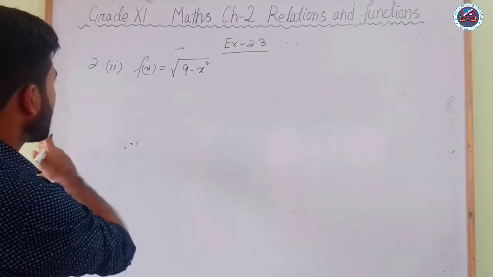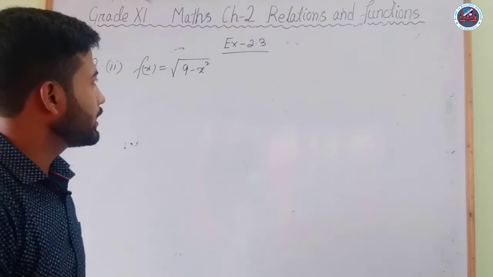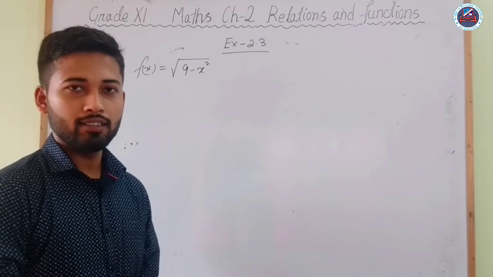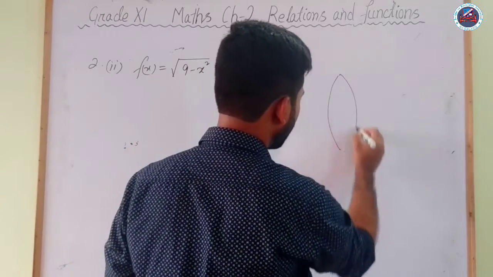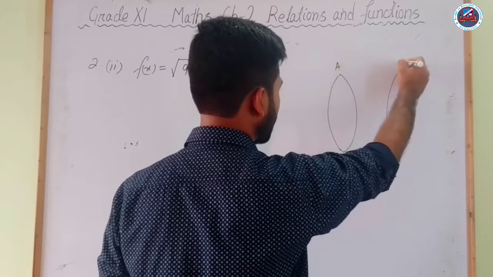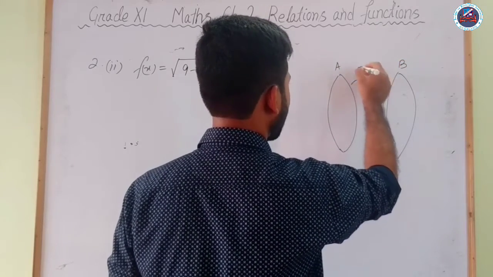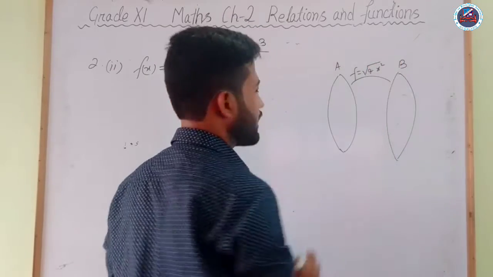So here the function given is f of x is equal to root over 9 minus x squared, and we need to find the domain and the range of this function. So how to do it? At first, what will be the domain and range? Here if we draw the arrow diagram, this will be the domain. Suppose it is the set A and the set B, and what is the function defined? It is f(x) = root over 9 minus x squared.